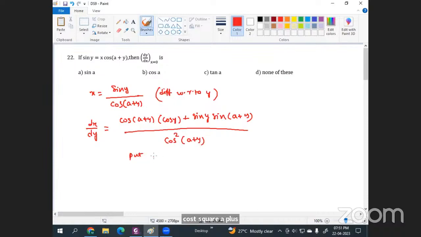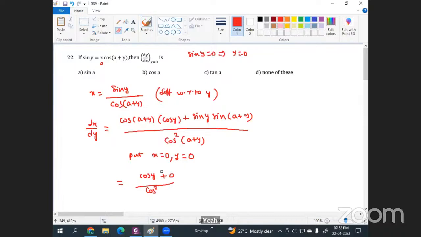So put x equal to 0. First put x equal to 0 and get the y value also. Sin y equal to 0, so y also equals 0. So here this is 0, the whole thing becomes 0. So put x equal to 0 and y equal to 0. Then you will get cos a, cos 0 is 1, sin 0 is 0, then cos square a. Oh, this is A.